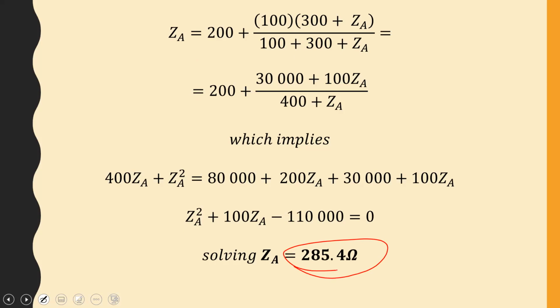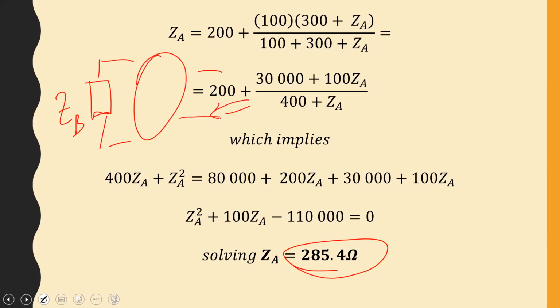And if we now go to port B, which is what I wanted to do, you're now going to connect ZB at port A, and the impedance looking in would be equal to ZB. So do that calculation for me, please, and find the iterative impedance for the other port.